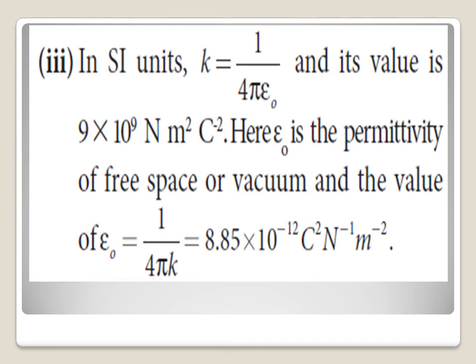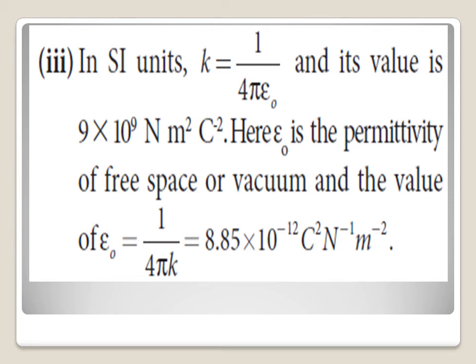The third aspect is, as I told you, F is equal to K into Q1 Q2 by r squared, where K is a constant. The value of K is equal to 1 by 4 pi epsilon naught, where epsilon naught is known as the permittivity of free space, and the value of 1 by 4 pi epsilon naught is equal to 9 into 10 to the power of 9 Newton meter squared per Coulomb squared. This value you should note because when you're working out problems, you can just substitute 1 by 4 pi epsilon naught as 9 into 10 to the power of 9.